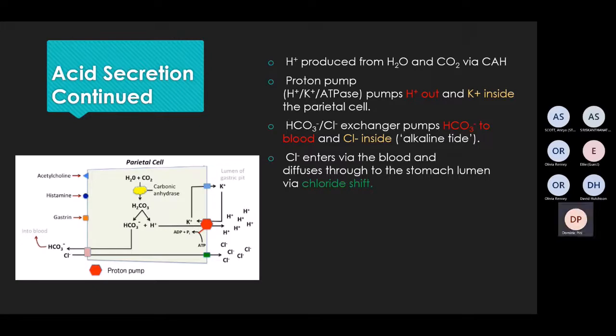You also have bicarbonate and chloride exchanger pumps occurring in the blood and forcing chloride ions, negatively charged ions, into the parietal cell, and then from the parietal cell to bind with the hydrogen ions to form hydrochloric acid.